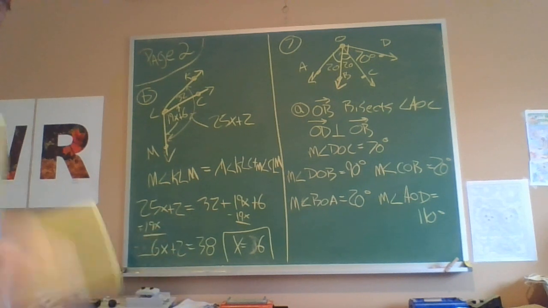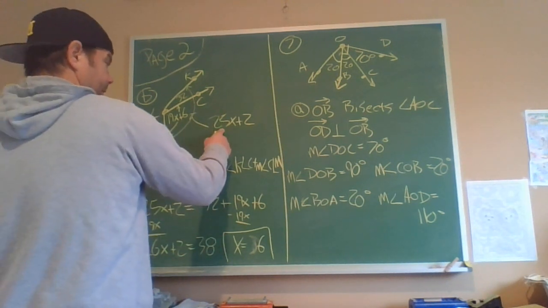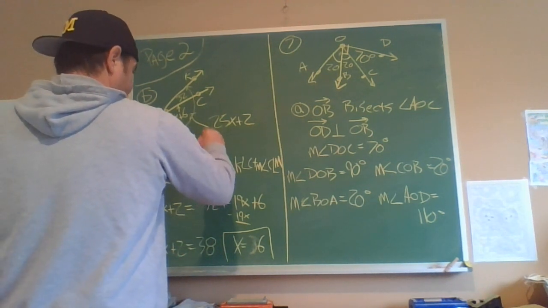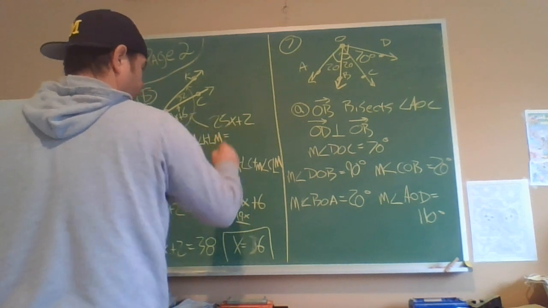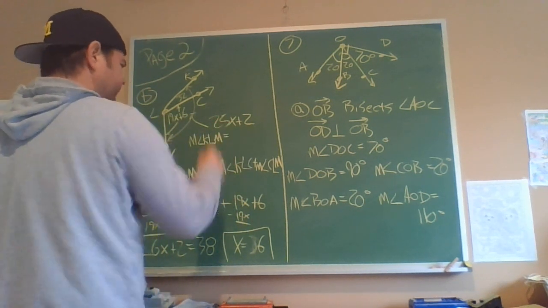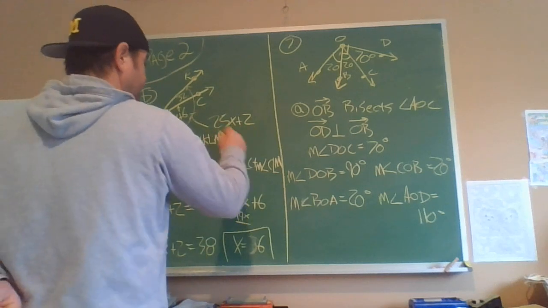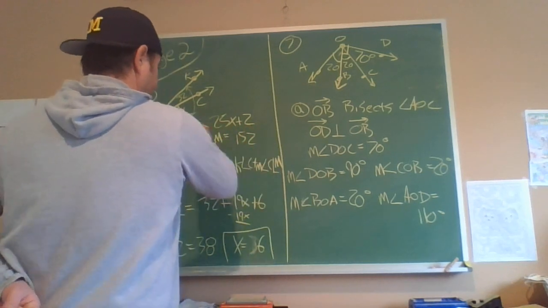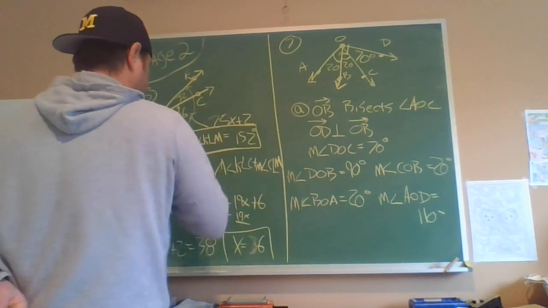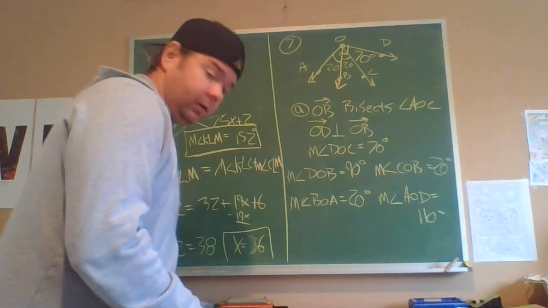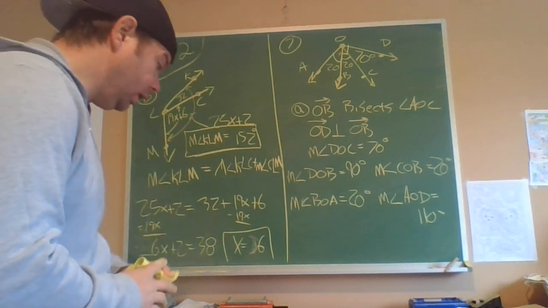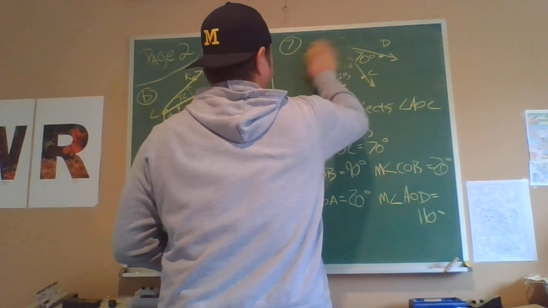Now I'm going to take that value for x, plug it back in, and get the measure of angle KLM equals, let's see, 6 times 25 is 150. 150 plus 2 is 152 degrees. Okay, fantastic. All right, one more to do on page 2.